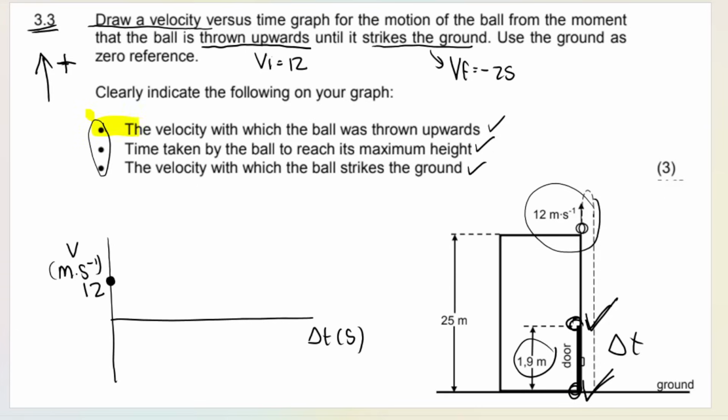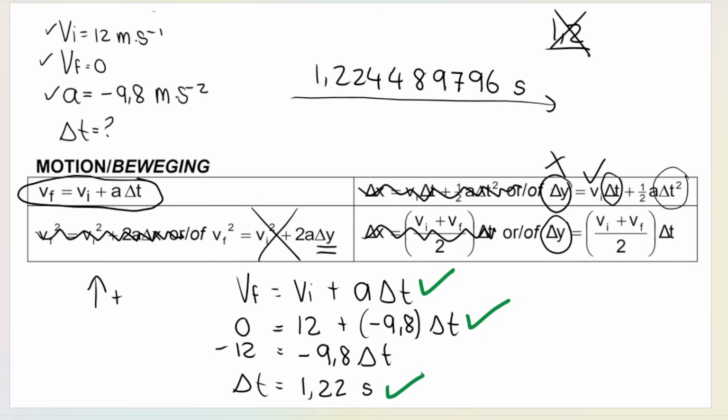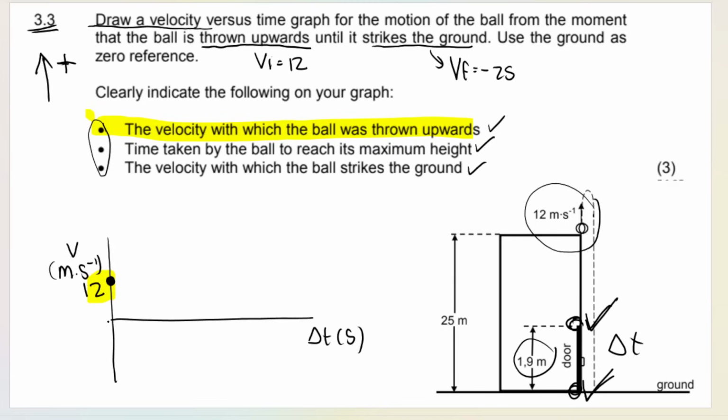So that, the velocity with which the ball was thrown upwards, that is on my graph. Great. The time taken by the ball to reach its maximum height, we worked that out. So we can go to our questions over here. Remember we said that it takes 1,22 seconds for the ball to reach its maximum height. So on the graph, we go to that 0 seconds. Let's say this over here is 1,22 seconds.